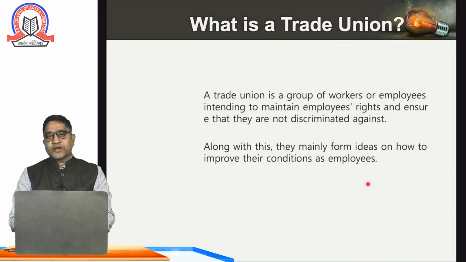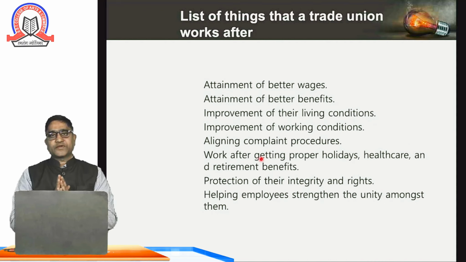Now, informing about the trade union. A trade union is a group of workers or employees intending to maintain the employees' rights and ensure that they are not discriminated against by the employer. Along with this, they mainly form new ideas on how to improve the condition of the employees. So, students, the trade union would speak about the rights, ensuring the safety and welfare of the employees, and also focus on there being no discrimination about salary.